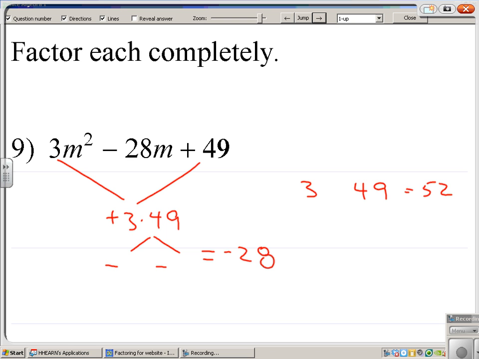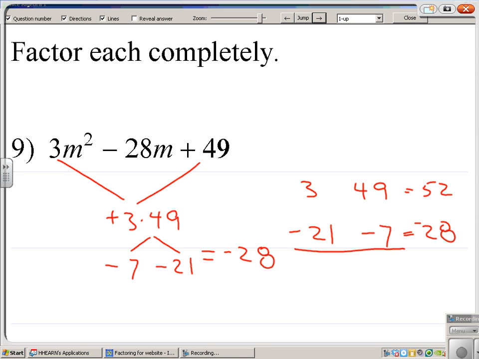So I'm just going to start stealing some factors here. How about I take the obvious 7 from 49, combine it with the 3, 7 times 3, 21. I'm adding those up. Wow, I got lucky there. And I got 28. So my magic numbers are negative 7 and negative 21.